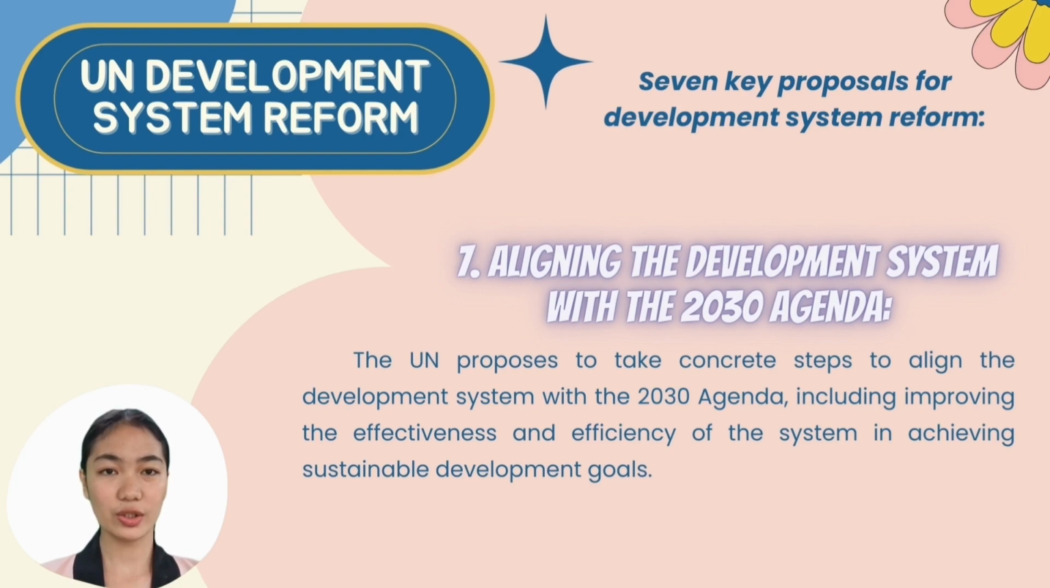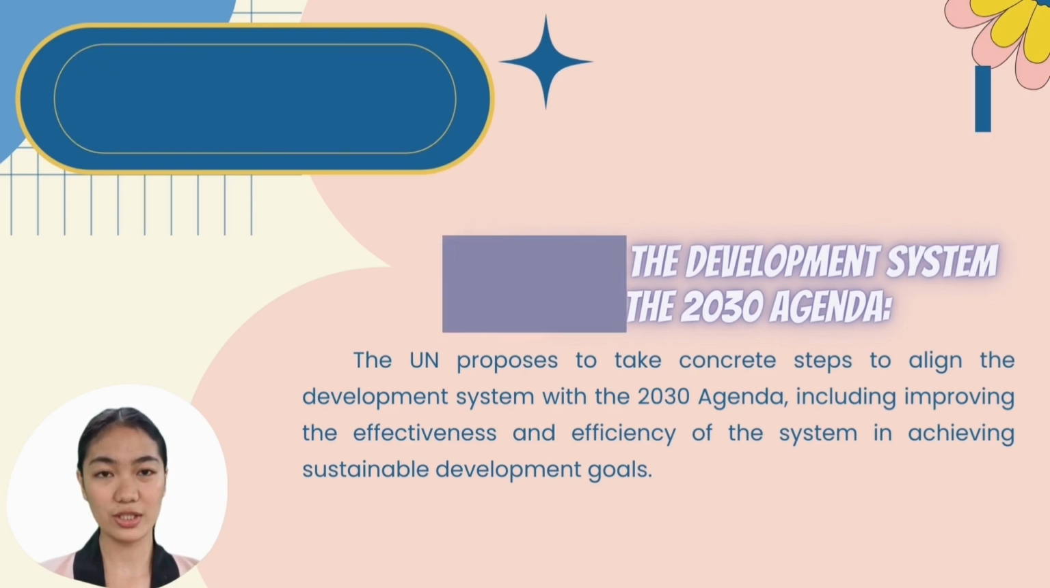UN Secretary General Antonio Guterres' intentions for the development system revolve around achieving greater coordination and accountability in the workings of UN agencies on the ground in order to better achieve the UN's goals. These are in line with the UN's overall objective of achieving the 2030 Sustainable Development Agenda.